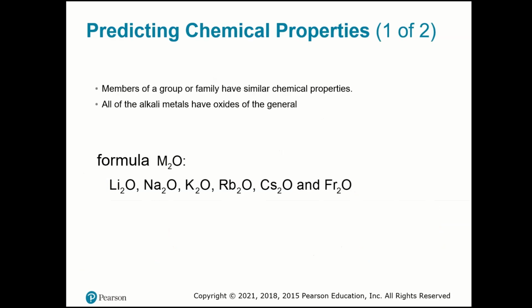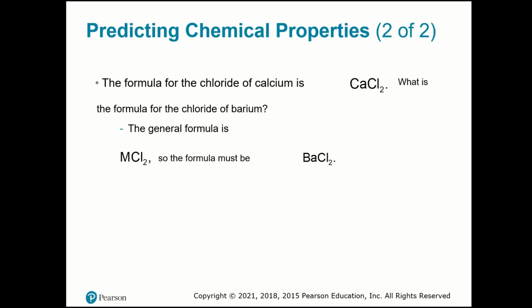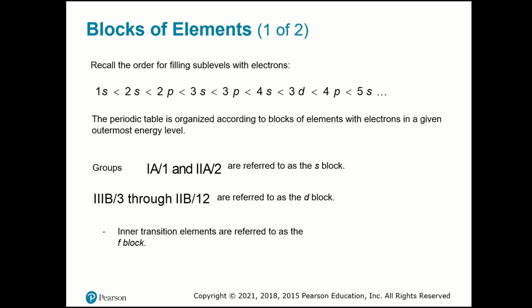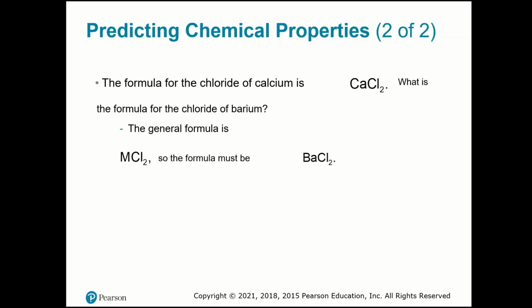So members of a group or family have similar chemical properties. All the alkali metals have oxides of the general formula. So alkali metals: lithium, sodium, potassium, rubidium, cesium, and francium, okay? So they all have the same. The formula for the chloride of calcium is calcium chloride. What is the formula for the chloride of barium? The general formula, I will grab this.